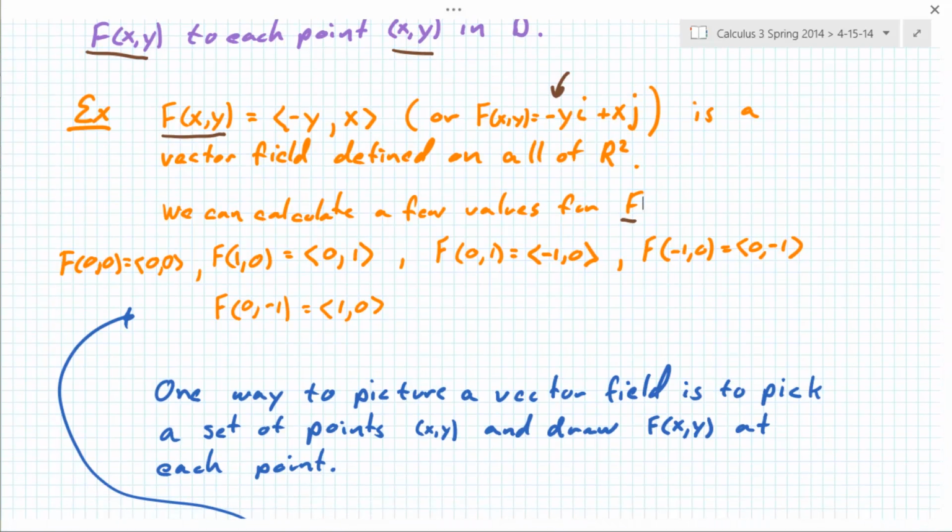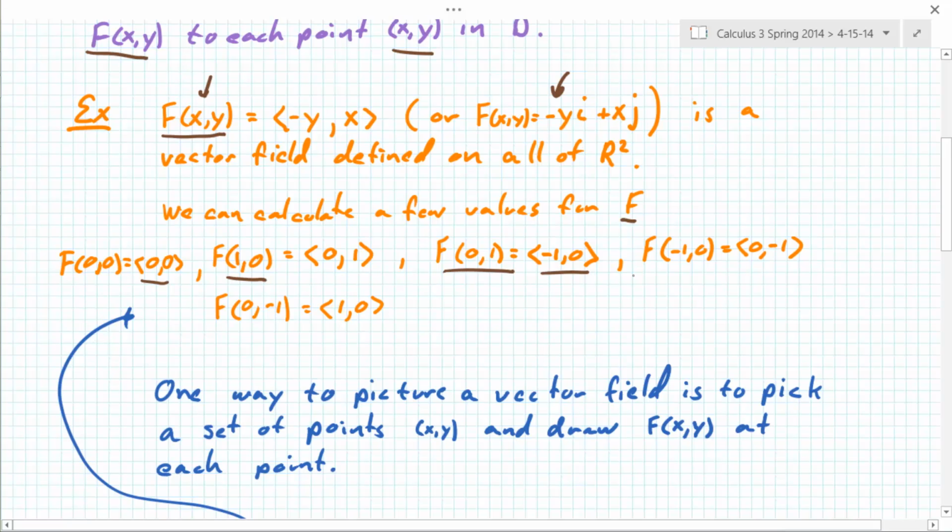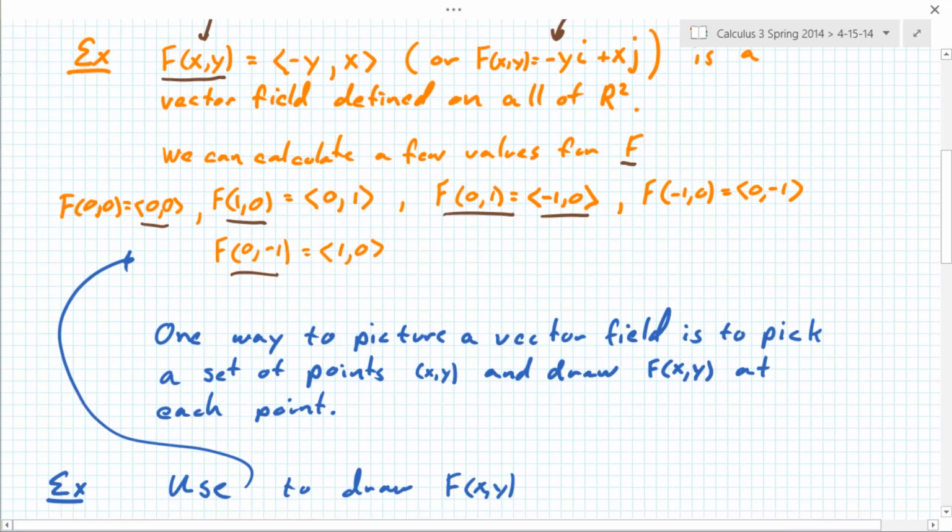So F of (0, 0) is (0, 0), right? What does F really do, capital F? It switches the order of your inputs, puts a negative in front of the first one. So F of (1, 0) is (0, 1). F of (0, 1) is (-1, 0). F of (-1, 0) is (0, -1). And F of (0, -1) is (1, 0).